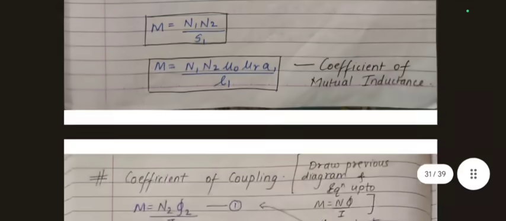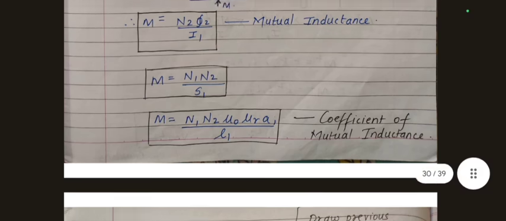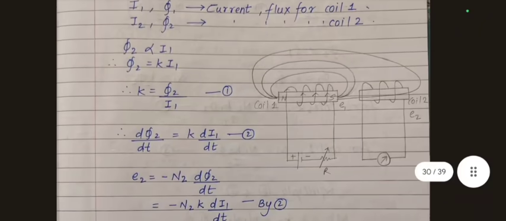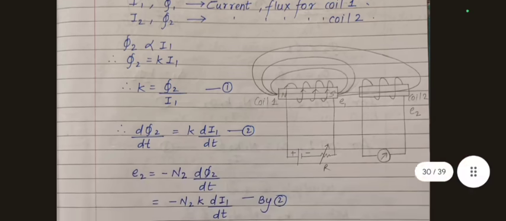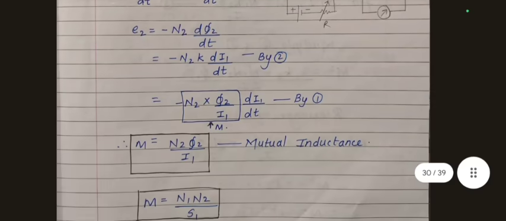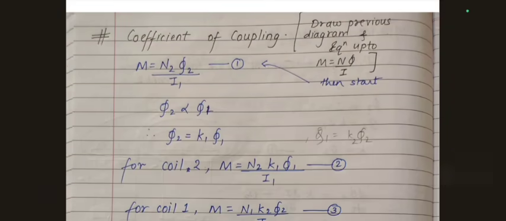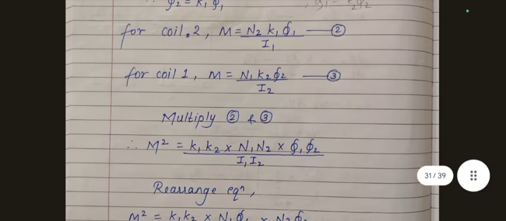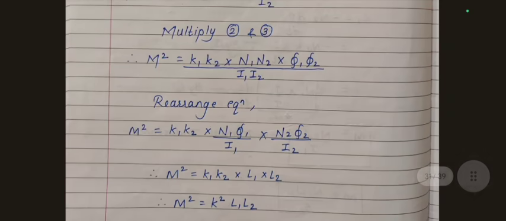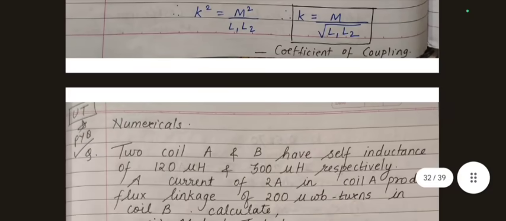Okay, so this is the procedure you have to write for mutual inductance. First you have to write the definition, then you have to write the diagram, and by taking this consideration you can find the first formula, that is M is equal to N2 Phi2 upon I1. Then coming to this step, that is Phi2 is directly proportional to Phi1, you will multiply these both for coil 2 and coil 1, and as N Phi by I is L, substitute it, and K will be equal to M upon under root L1 into L2.